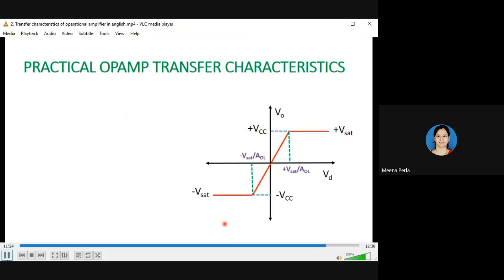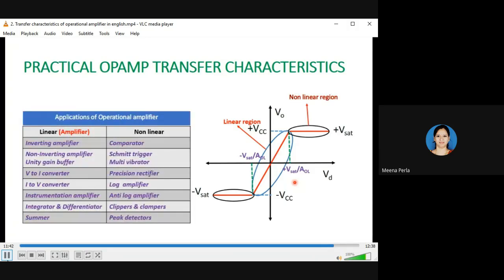These are the transfer characteristics, and here we can see this region is the linear region. In this linear region, the operational amplifier will act as an amplifier, and these are the non-linear regions. In the non-linear region, the operational amplifier will act as a comparator. So let us see the applications of the operational amplifier.